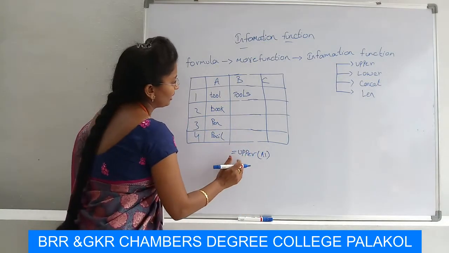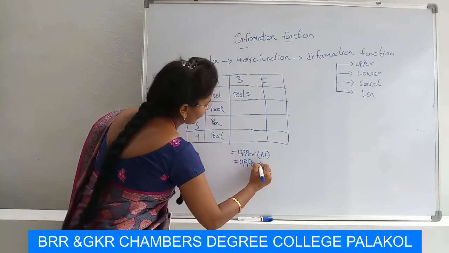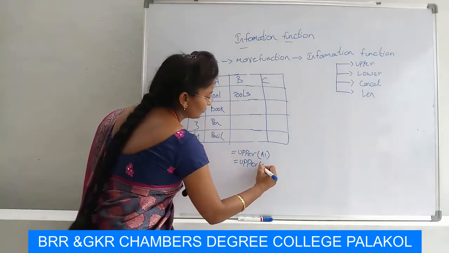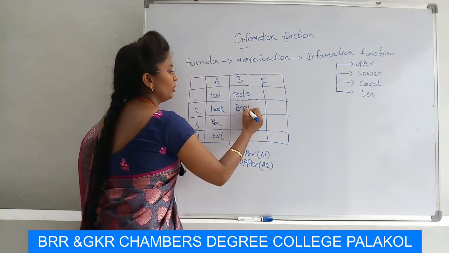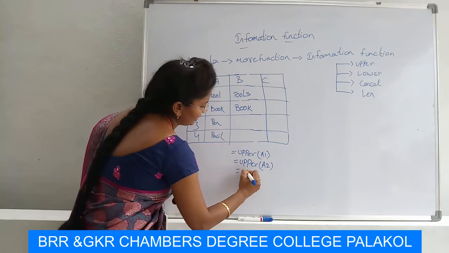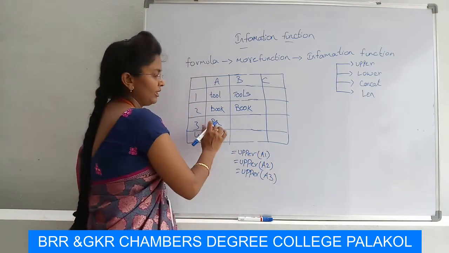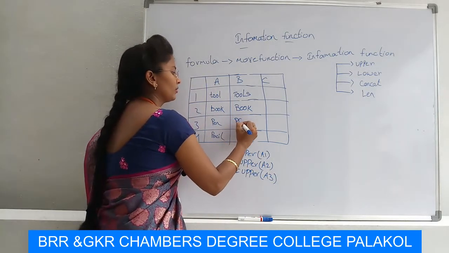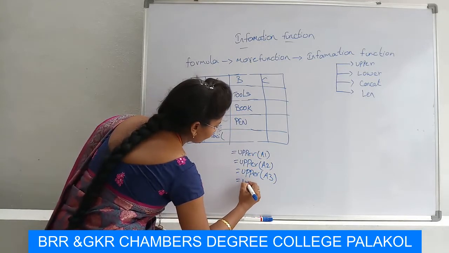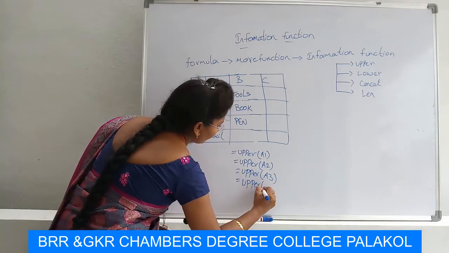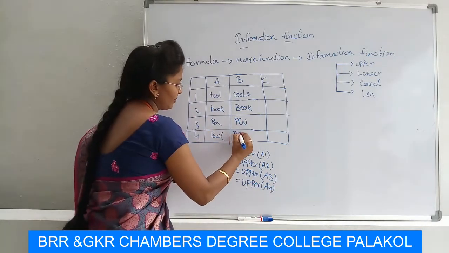And the next formula for the second one is UPPER and the next cell reference is A2. That means it will be turned into BOOK. Next formula is UPPER A3. That means pen turns into capital letters. And the next one is UPPER A4. And this pencil is converted into capital.